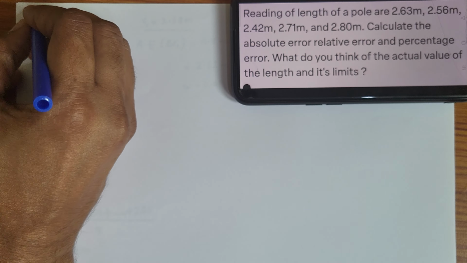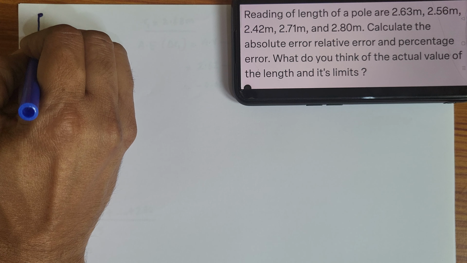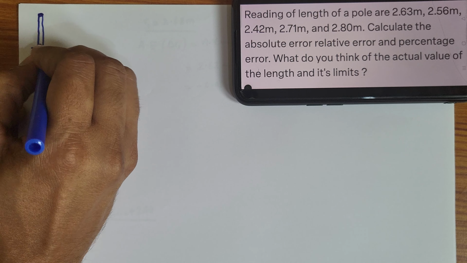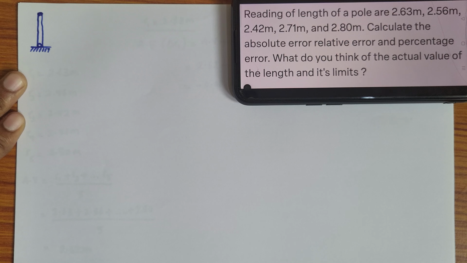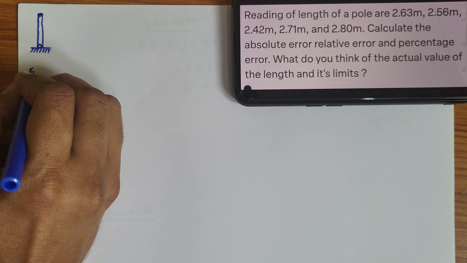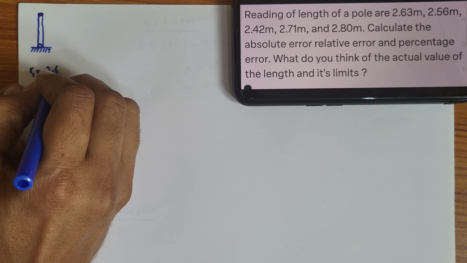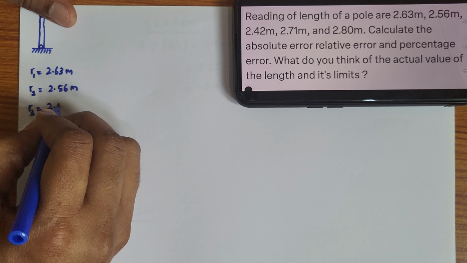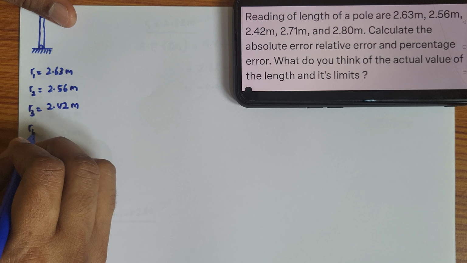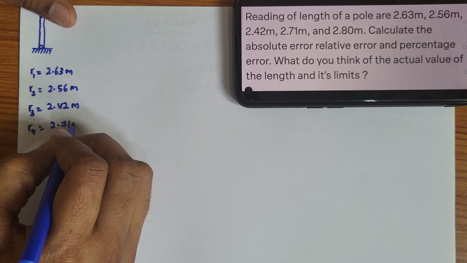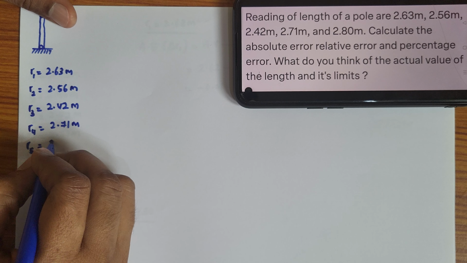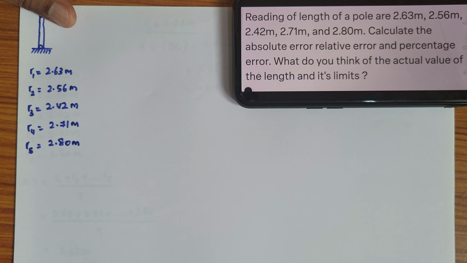There is a pole like this, and we are measuring the length of the pole. When we measured the length of the pole for the first time, we got the reading value R1 as 2.63 meters. We measured for the second time, and we got the reading R2 as 2.56 meters. For the third time, we got 2.42. Fourth time, we got 2.71. Fifth time, we got 2.80 meters.